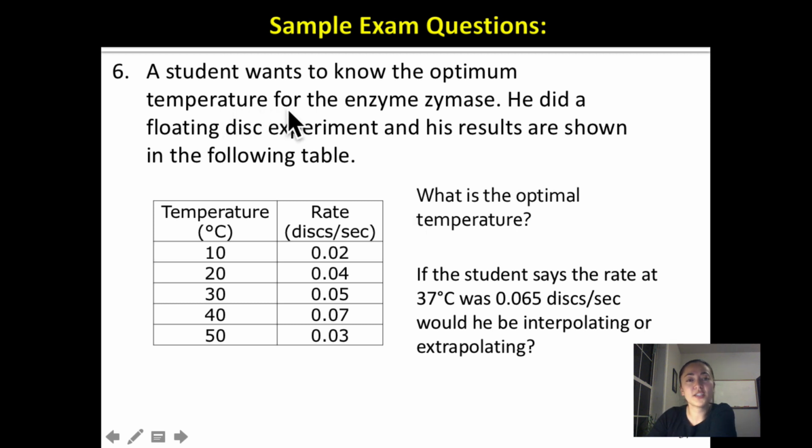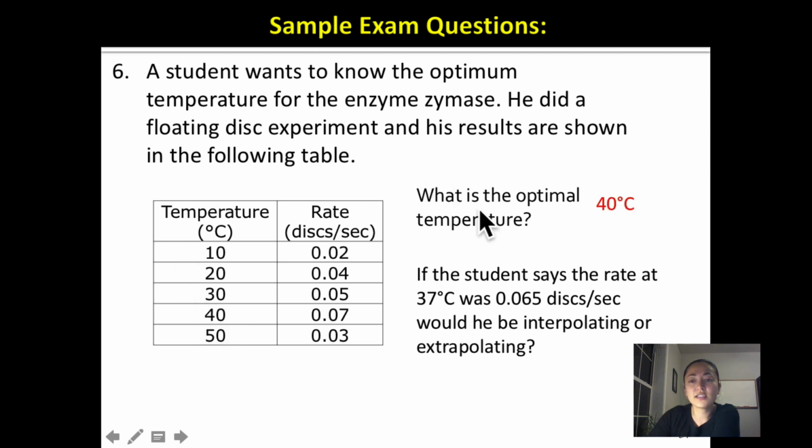Here's another question. This one can always trick students up. A student wants to know the optimum temperature for the enzyme zymase. This is our enzyme. He did a floating disk experiment and his results are shown in the table below. So this is showing the number of disks that rise per second. So the higher the number, the faster the rate, the more the reaction's happening. What is the optimum temperature? Well, this is pretty simple. It's 40 degrees. That's where the rate is the highest.